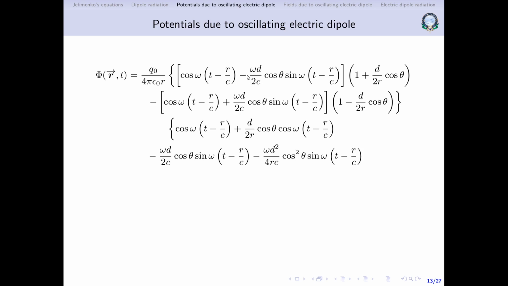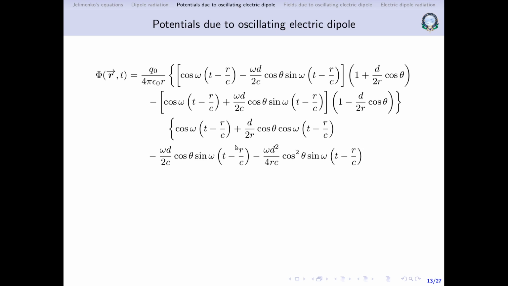Then we'll multiply this again. So here you can see we have omega into d, and d here, another d here, so we'll get omega into d square. Then 2 into 2 will give us a 4 here, and we have a r here, and a c here, and there is a cos theta here, so that will give us a cos square theta, and what is left is sine of omega t minus r by c. So we got these two terms.